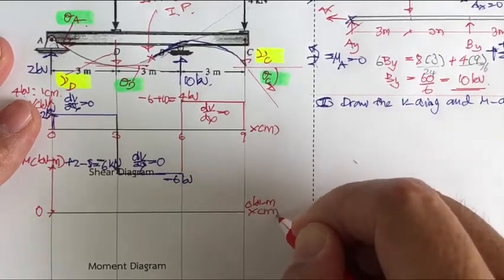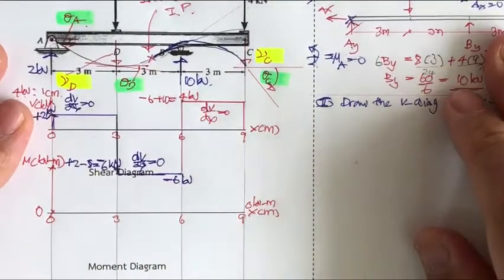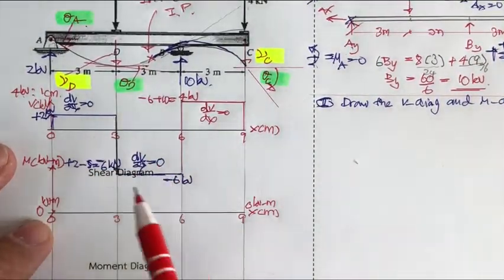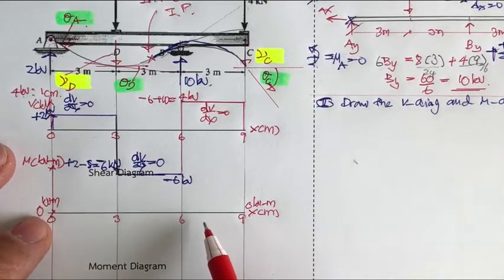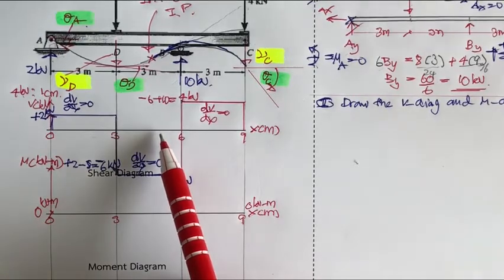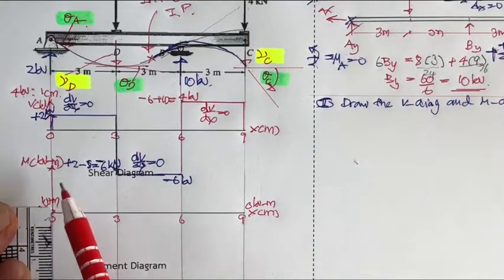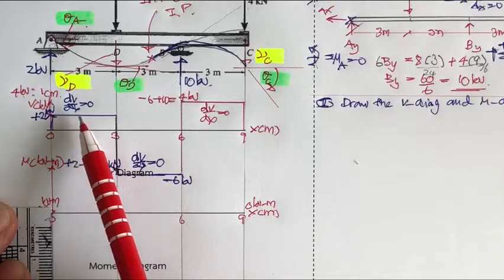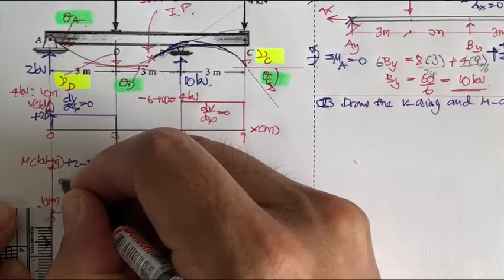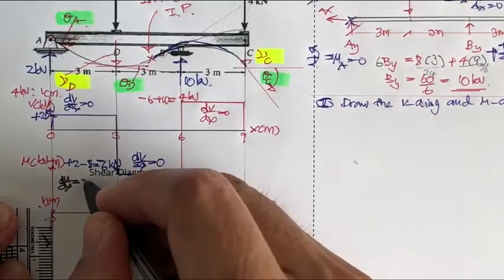Okay, this is going to be x in meters. This is 0, 3, 6, and 9. And we start here with 0 kilonewton meter. To get the moment diagram, you just need to take a look at the shear diagram. When the external moment is 0, you start with 0. And then when you come in, we have the shear of 2 kilonewton. So the slope over here, dM by dx is going to be equal to V, equal to 2.